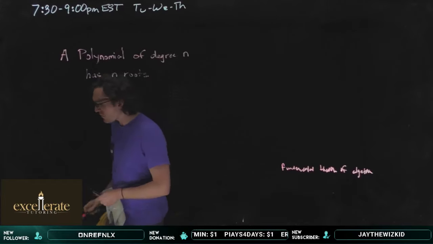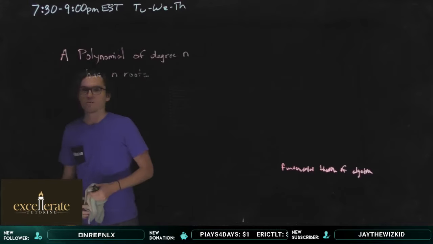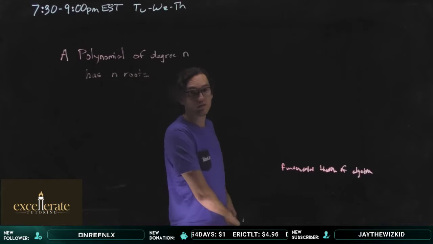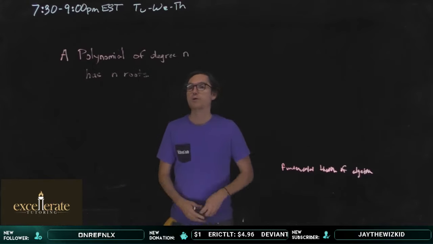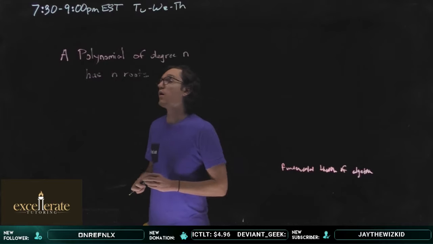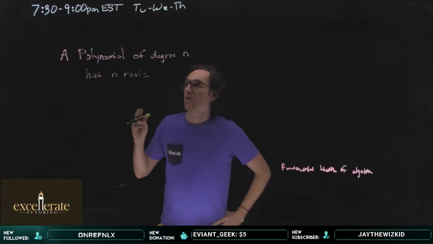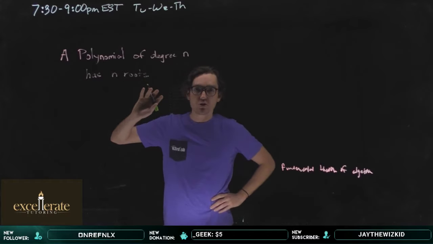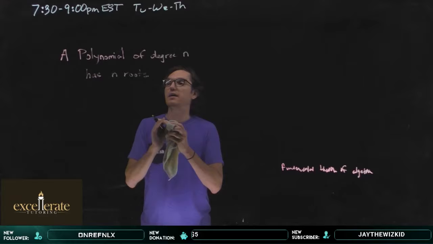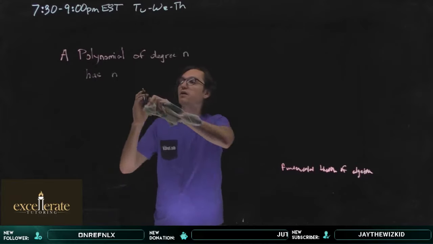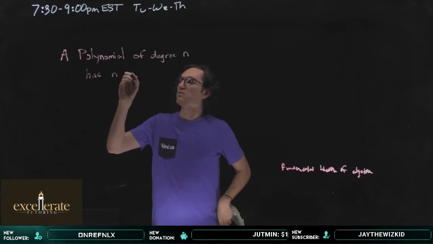So degree means the exponent, the highest exponent that you see in the equation. It has at most n roots, right? Well, there's real and imaginary. It's going to have n roots. Yes, of course. Here's where it gets tricky: the word root does not imply real or imaginary. Overall, it's okay.